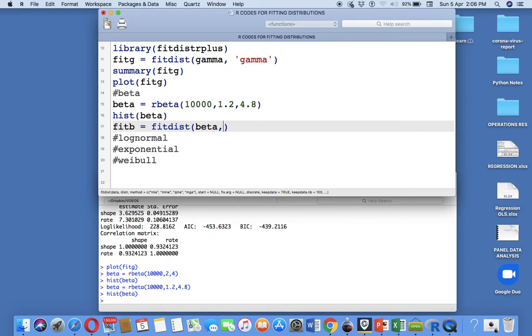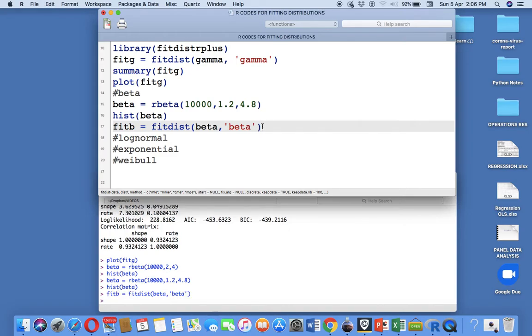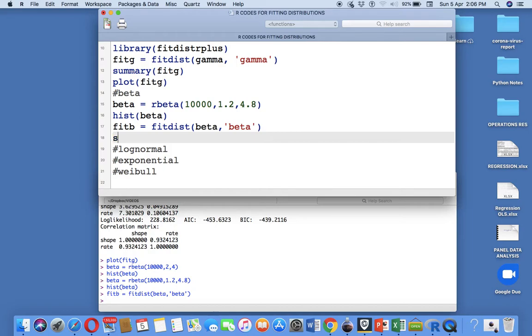Beta, comma, in quotes "beta". I want the program to get me the parameters of this variable, beta, using a beta distribution. Right? So please see the pattern is the same. And then I do a summary. Summary, open a bracket, and I say fit B.